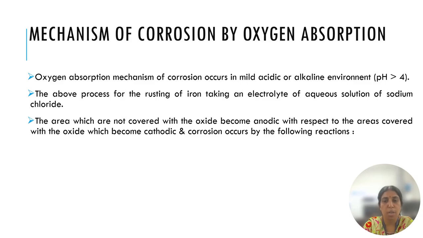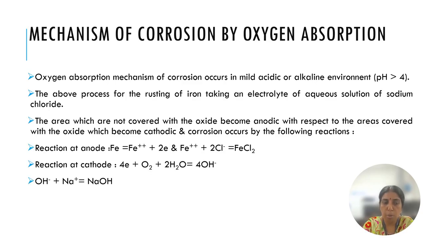So you should have some Na plus ions. The area which is not covered with the oxide will become anodic with respect to the other areas, which act as a cathode. So again, what will be the probable reaction at cathode and anode? At anode, there is a loss of electrons. Oxidation occurs. The corrosion occurs at anode. There is no doubt in that. So corrosion is initiated at the anode.